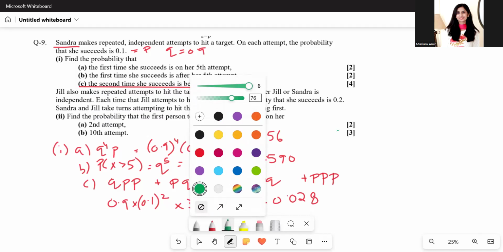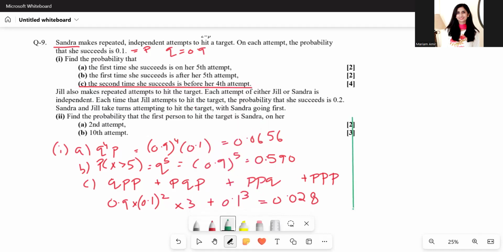Next is Jill also makes repeated attempts to hit the target. Each attempt of either Jill or Sandra is independent. Each time that Jill attempts to hit the target, the probability that she succeeds is 0.2. That means probability that she fails is 0.8. Sandra and Jill take turns attempting to hit the target, with Sandra going first. Part 2. Find the probability that the first person to hit the target is Sandra on her second attempt.